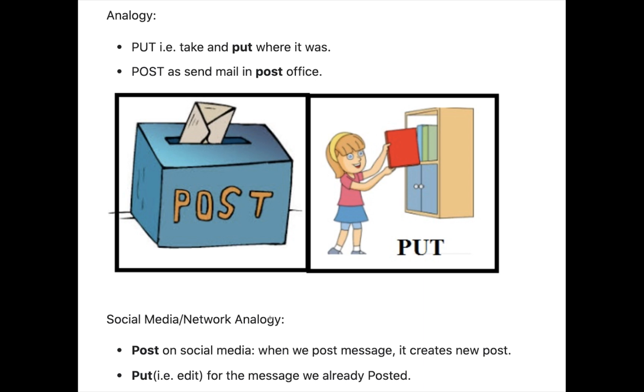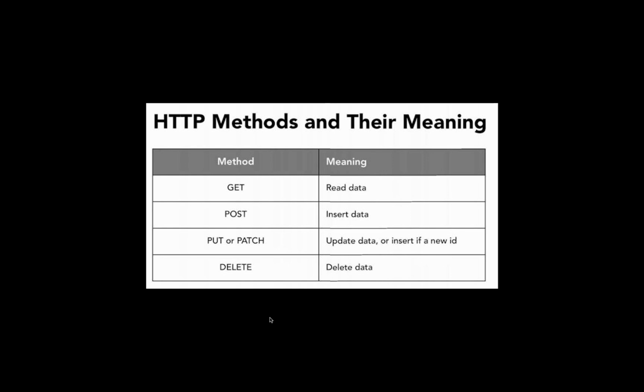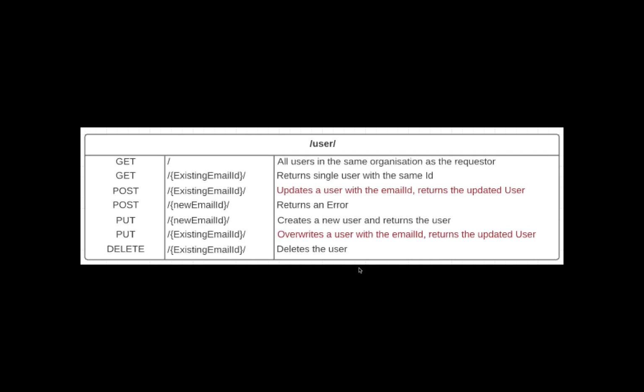But when we use POST and PUT with respect to RESTful APIs, let's see that. So these are the HTTP methods and their meaning. GET means read the data. POST means insert the data. PUT and PATCH, PATCH we can talk about later. PUT means update the data or insert if a new ID is there. It means PUT can be used to insert the data also. And DELETE means delete the data. Okay, I'll explain how exactly it works.